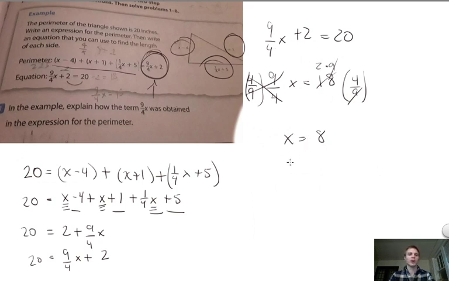Now if we want, we can go back and check. 8 minus 4 is 4, so this side here is 4. And 8 times 1/4 is 2, plus 5 is 7, so this side is 7. And then 8 plus 1 is 9.